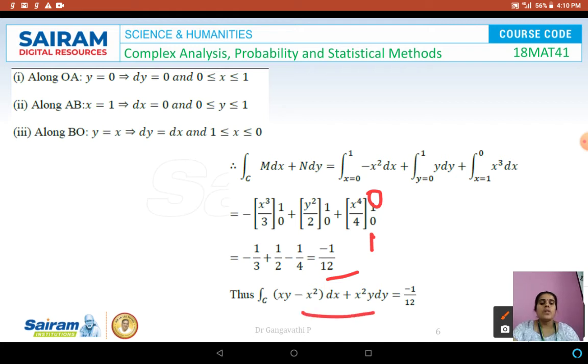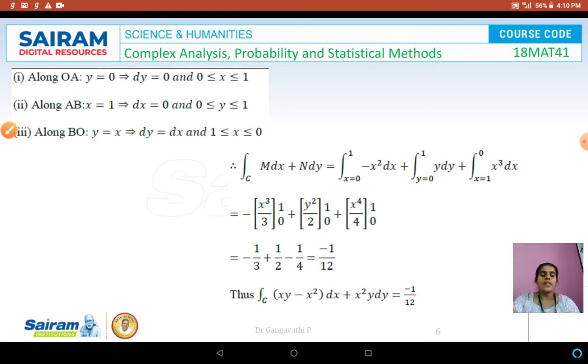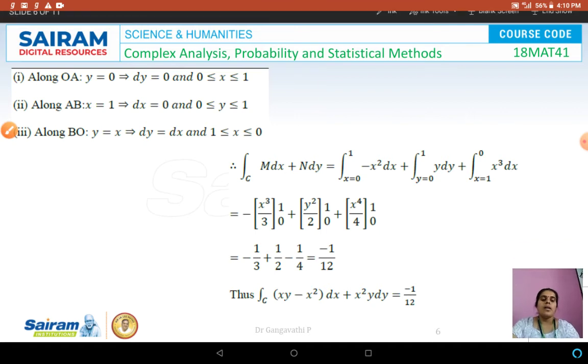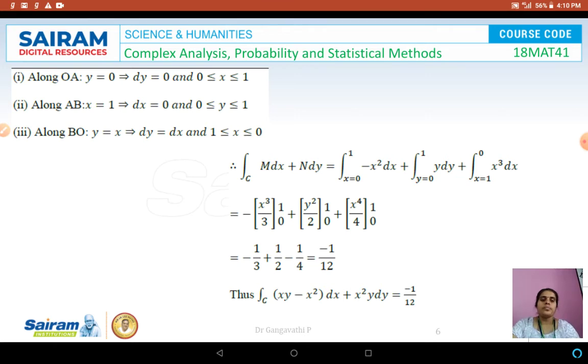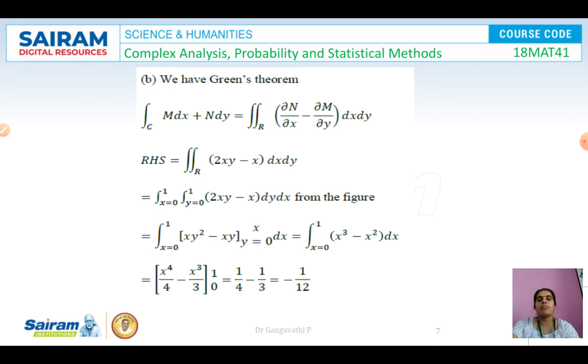So the integral over C of (xy minus x square) dx plus x square y dy is going to be minus 1 by 12. So this is how we can evaluate the given integral by the direct integration method. So now let us work out the same problem by using Green's theorem.